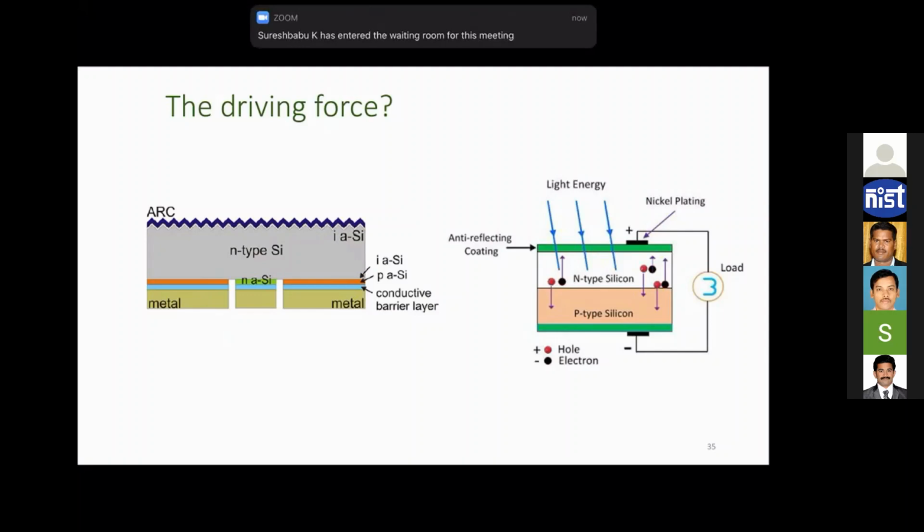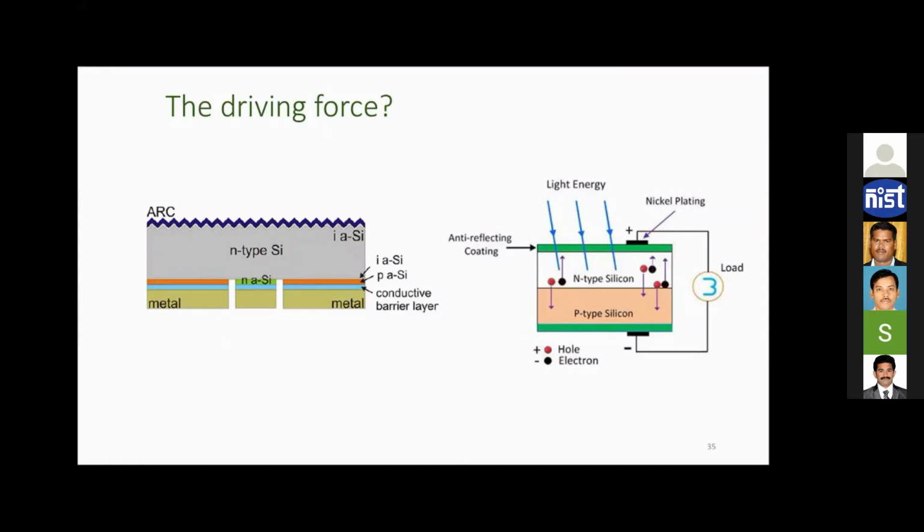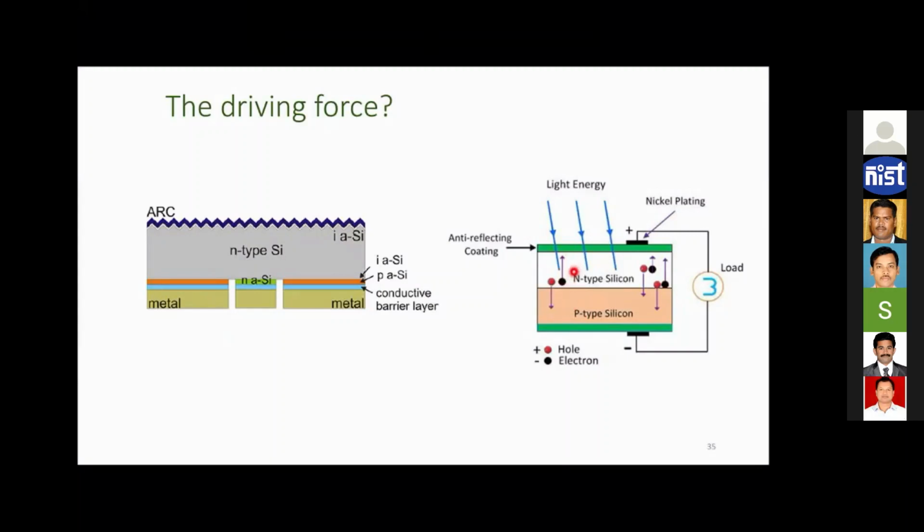We have talked about this driving force yesterday. We have seen in a homojunction, the presence of this built-in potential at the junction between N-type crystalline silicon and P-type crystalline silicon is the driving force in separating out the electrons and holes. But here there is no junction in the front. There is the junction only present in the back side. So how are the electrons or holes going to travel across this junction and get collected?